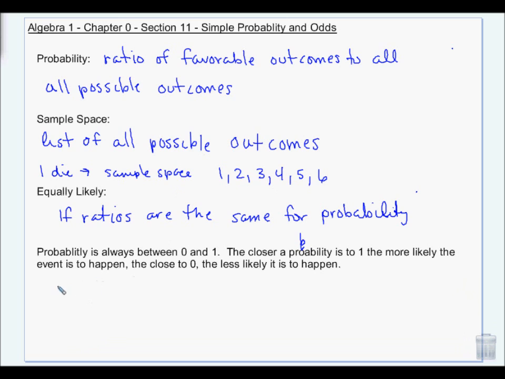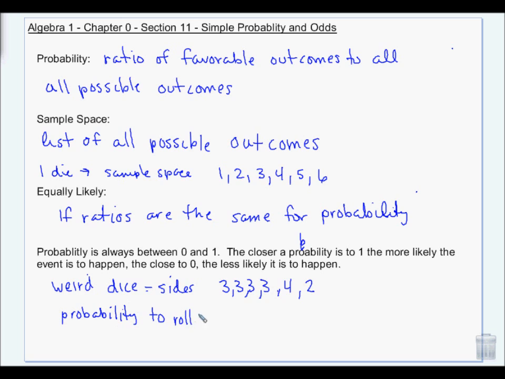So let's say you had some weird, I can't even spell today, wow, weird dice, and your sides are 3, 3, 3, 3, 4, and 2. Okay? So it's just this really weird, malfunctioned dice. Your probability to roll a 3 is going to be 1, 2, 3, 4, because there are 4 3s, over 6, because there are still 6 sides.